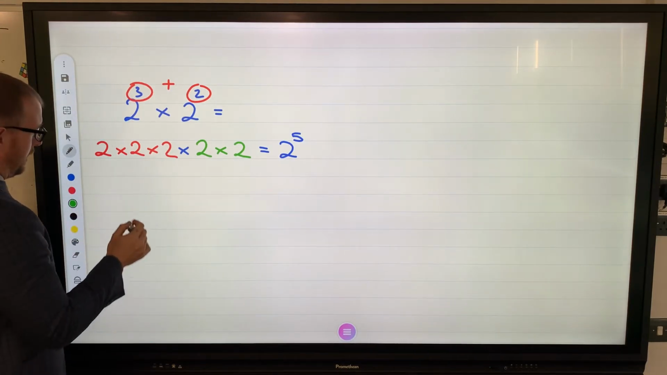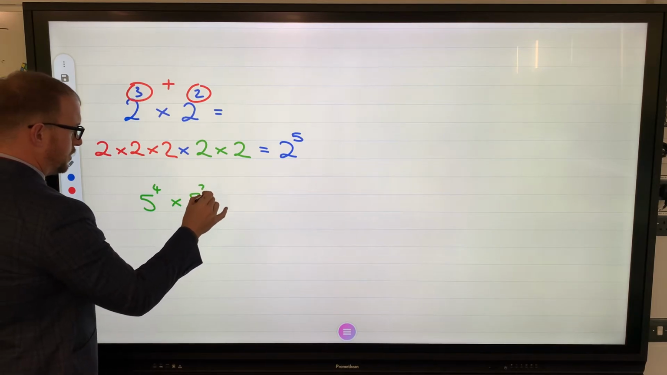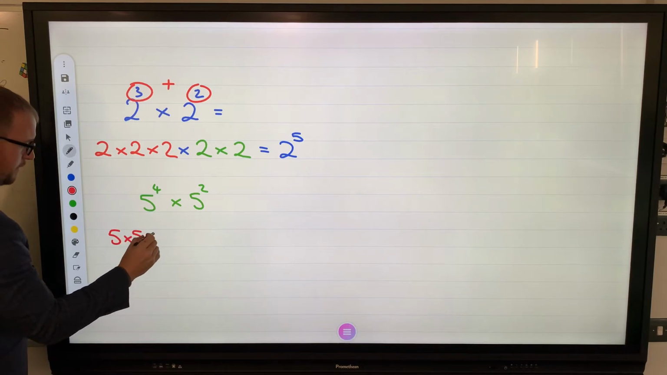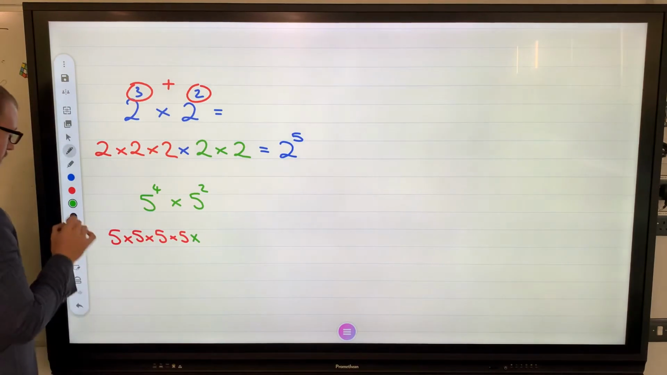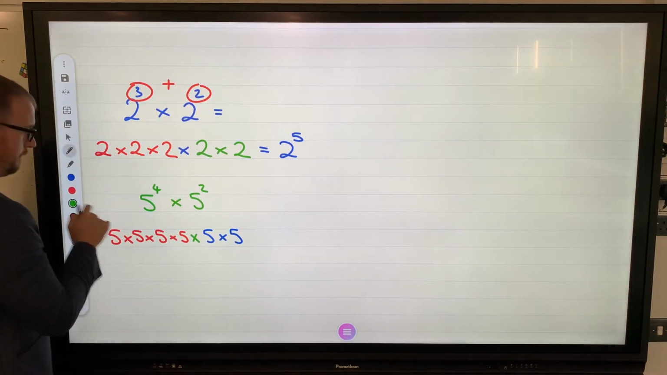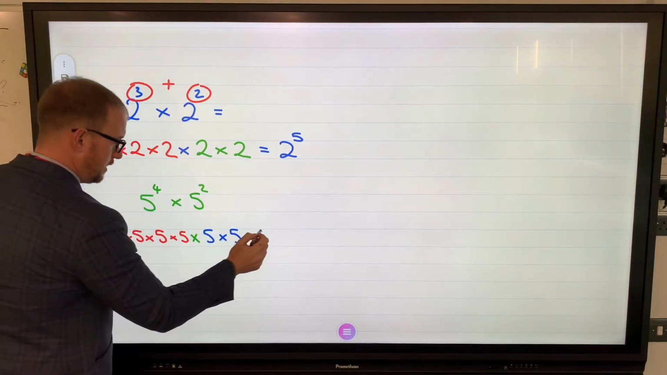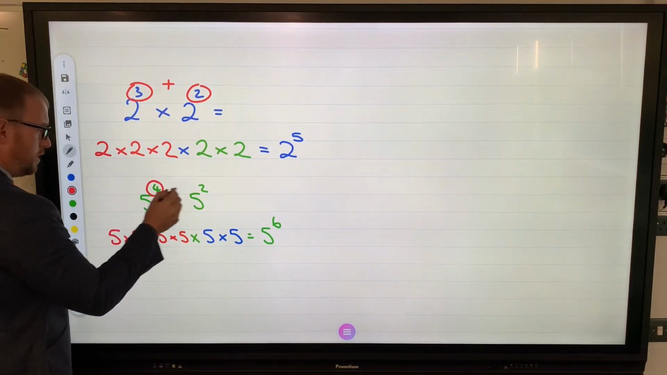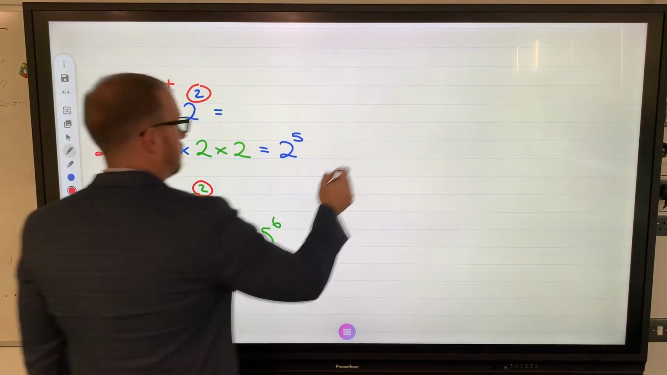Let's just check that again then. If I had 5 to the power of 4 times 5 squared, 5 to the power of 4 is 5 times 5 times 5 times 5. There's my times sign there from the question. And then 5 squared, 5 times 5. Hopefully the colours are helping so you can see where they've come from. 1, 2, 3, 4, 5, 6. 5 to the power of 6. Shortcut way though, we know when we multiply, we add the powers. So we'll make a note of that.